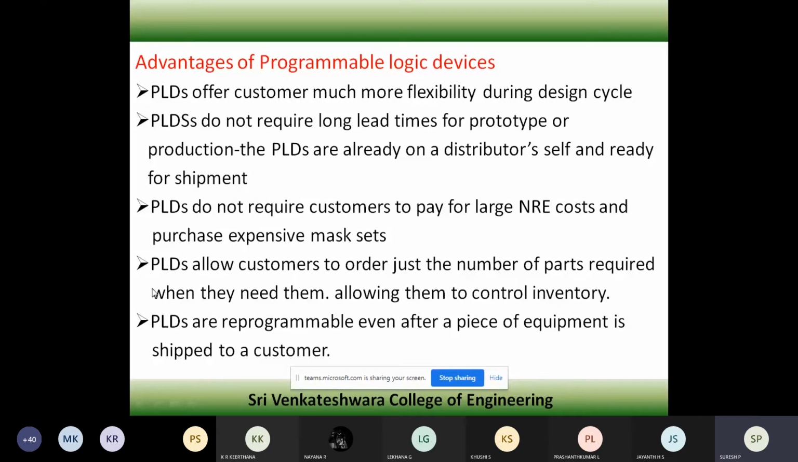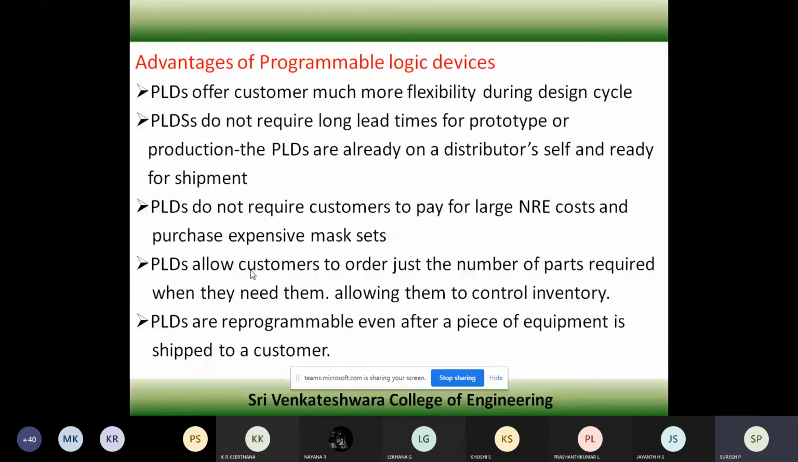So your PLDs also allow the customer to order just the number of parts required when they need them. So customers order only the parts required, allowing them to control inventory. As we have seen, your PLDs are reprogrammable even after the piece of equipment is shipped to the customer. As I told you, even if it is programmed and shipped to the customer, if any changes are required by the customer, they can request you and you can reprogram it depending upon the type of PLDs which you are using. Okay. So that is what PLDs are all about.